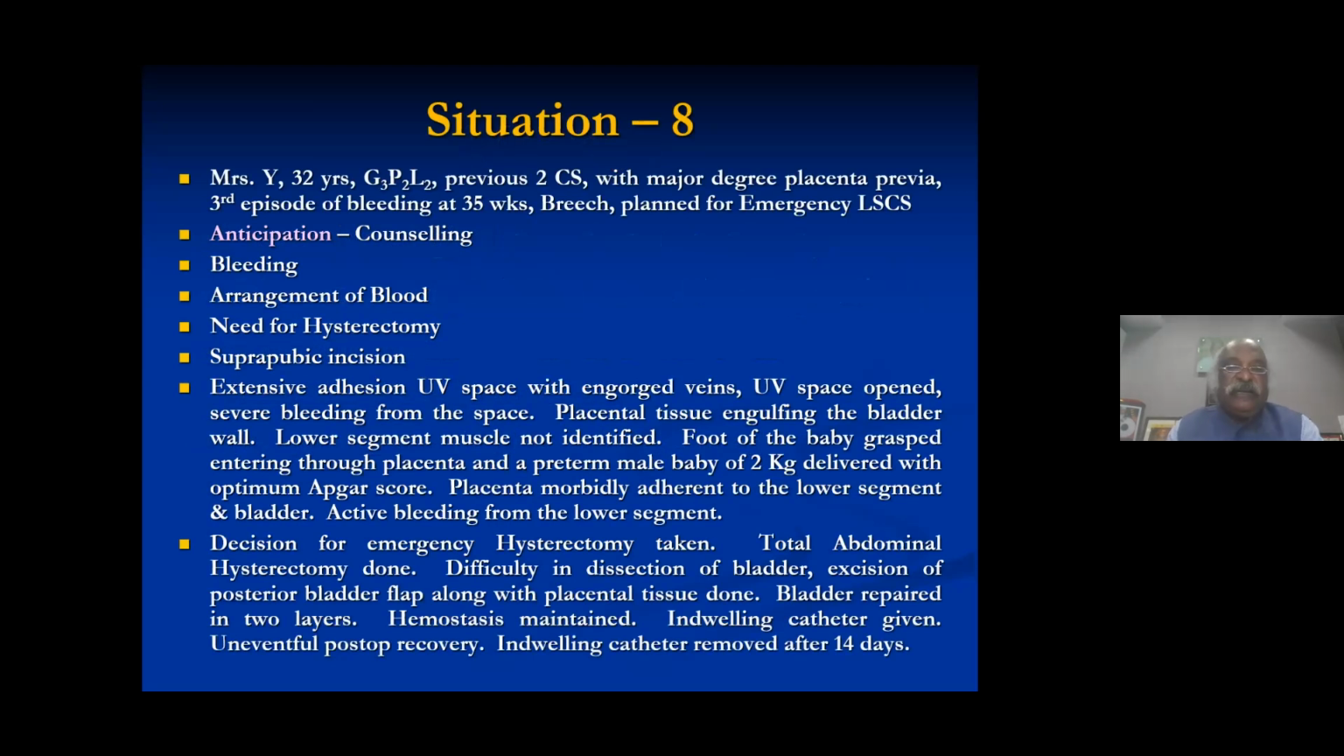Mrs. Y, 32 years, third gravida, para 2, L2, previous 2 CS with major degree of placenta previa. Third episode of bleeding at 35 weeks, breech, planned for emergency LSCS. Now you anticipate and counsel. Before that, it's a very important counsel that bleeding will be more, because the incidence of hemorrhagic shock will be more, and arrangement of blood is a prior requirement. Need for hysterectomy.